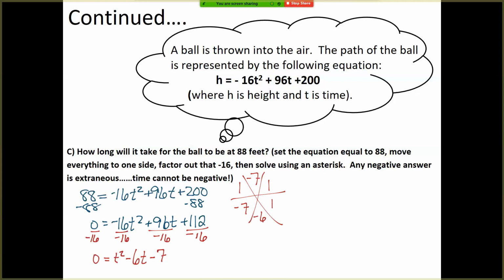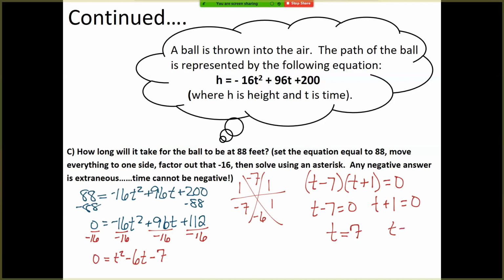So now I have factors of t minus 7 and t plus 1, still equal to 0. Set them both equal to 0: t minus 7 equals 0, t plus 1 equals 0. Solve for t, which gives me t equals 7 and t equals -1. Remember, t represents your time in seconds.